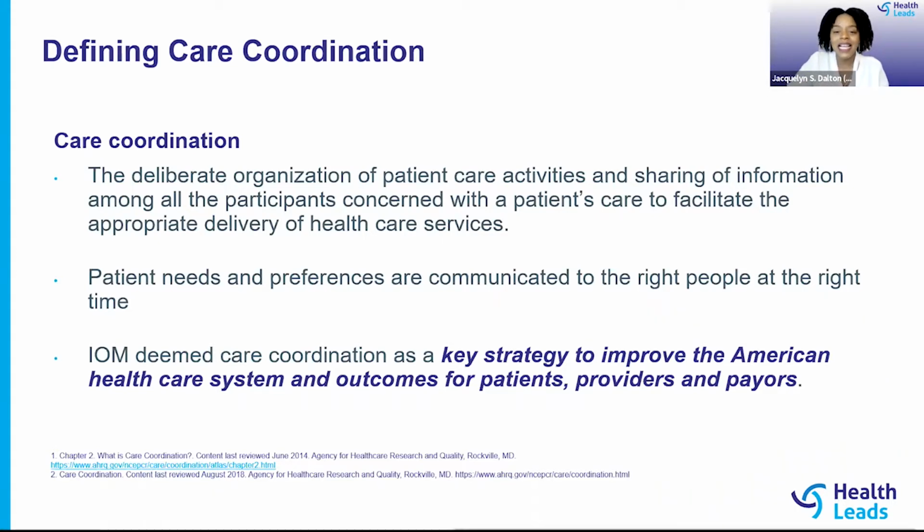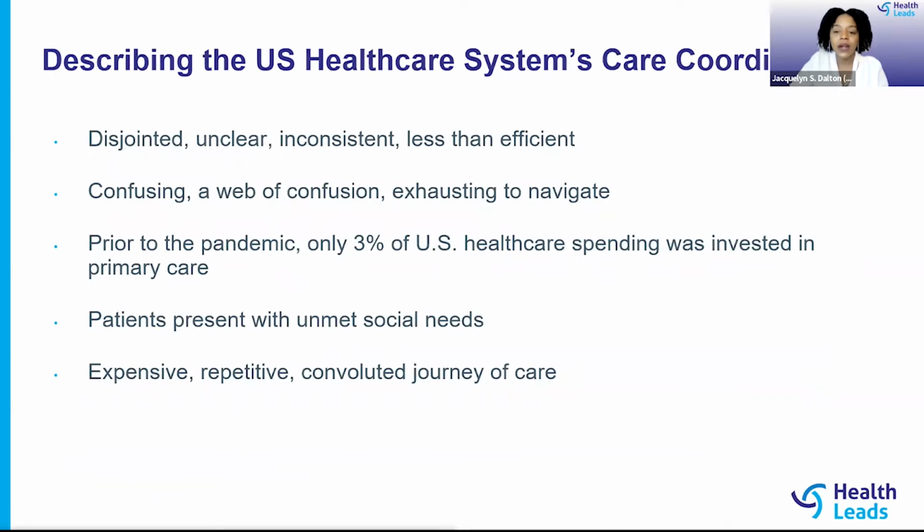So next slide, please. In many ways, this idea of care coordination in the US healthcare system is still just an idea. And in fact, on this slide, you'll see different descriptions from my own personal and professional conversations with various stakeholders. These are typically the descriptors that we hear when describing the US healthcare system. In many ways, they would say that care coordination in the US healthcare system is disjointed or unclear or inconsistent, confusing, and even a web of confusion at times, and exhausting to navigate.